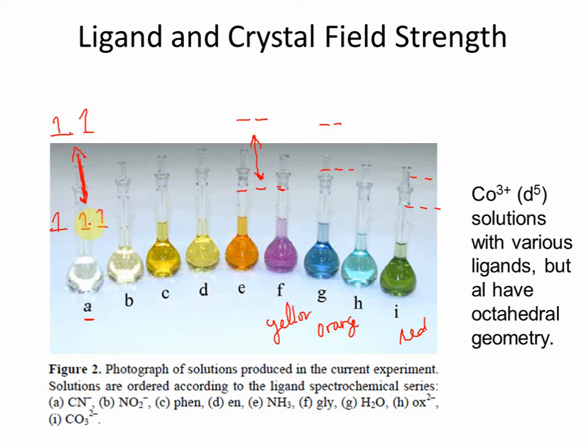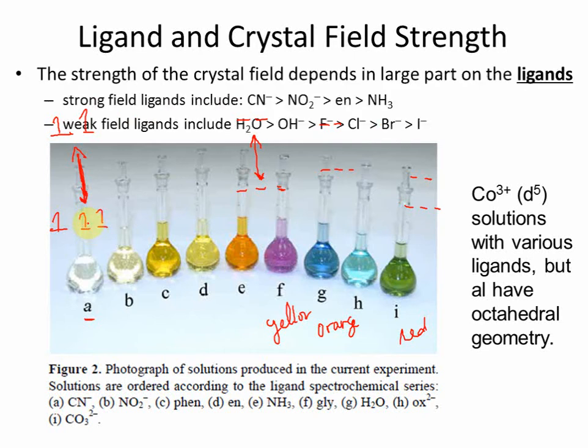So the strength of the crystal field depends in part on the ligands. Strong field ligands include cyanide, nitrite, ethylenediamine, and amine. So this means that they have the ability to separate the d orbitals more. Whereas the weak field ligands, which are water, hydroxide, and the halogens, aren't as able to separate the d orbitals as much as the strong field ligands. Now, if you needed the spectrochemical series, this would be given to you. You've probably already seen it on your cover sheet for your exams and quizzes.